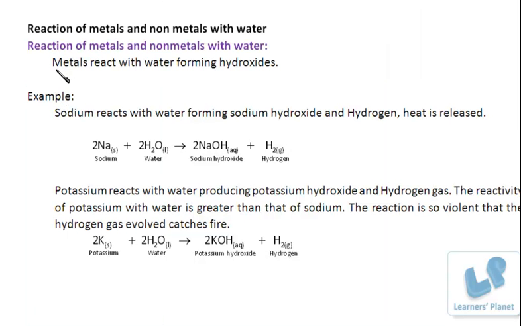Let's see how metals react with water. Metals react with water forming hydroxides. Say, for example, sodium. It reacts with water forming sodium hydroxide and hydrogen, and heat is also released. So sodium, the symbol is Na. It is from the Latin word natrium.